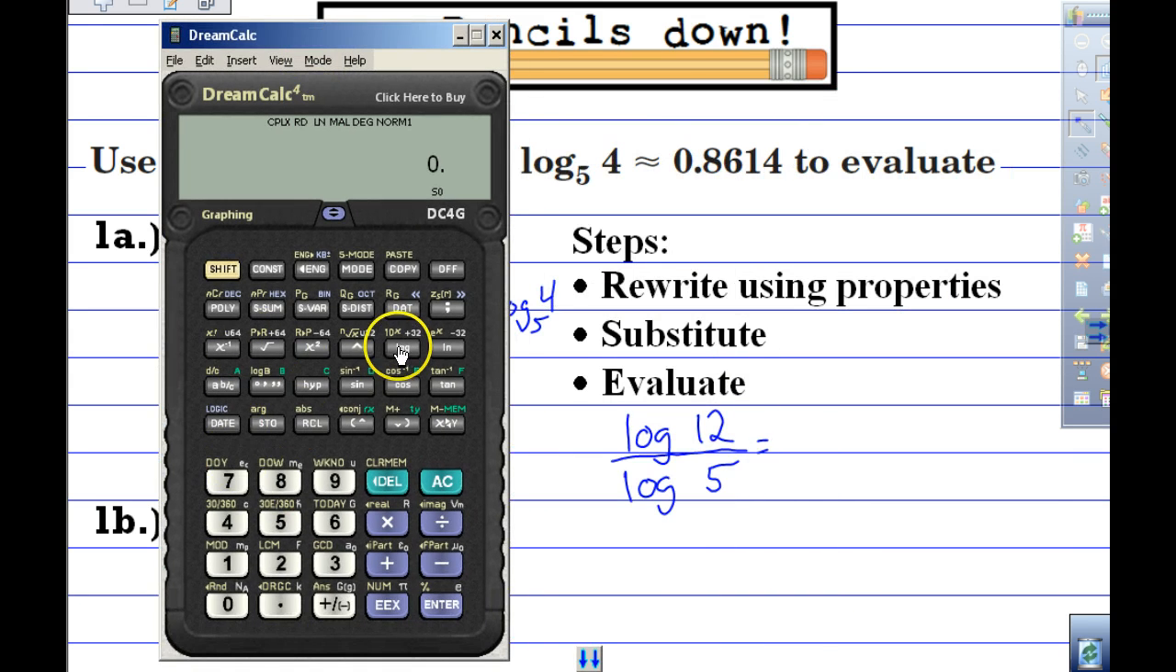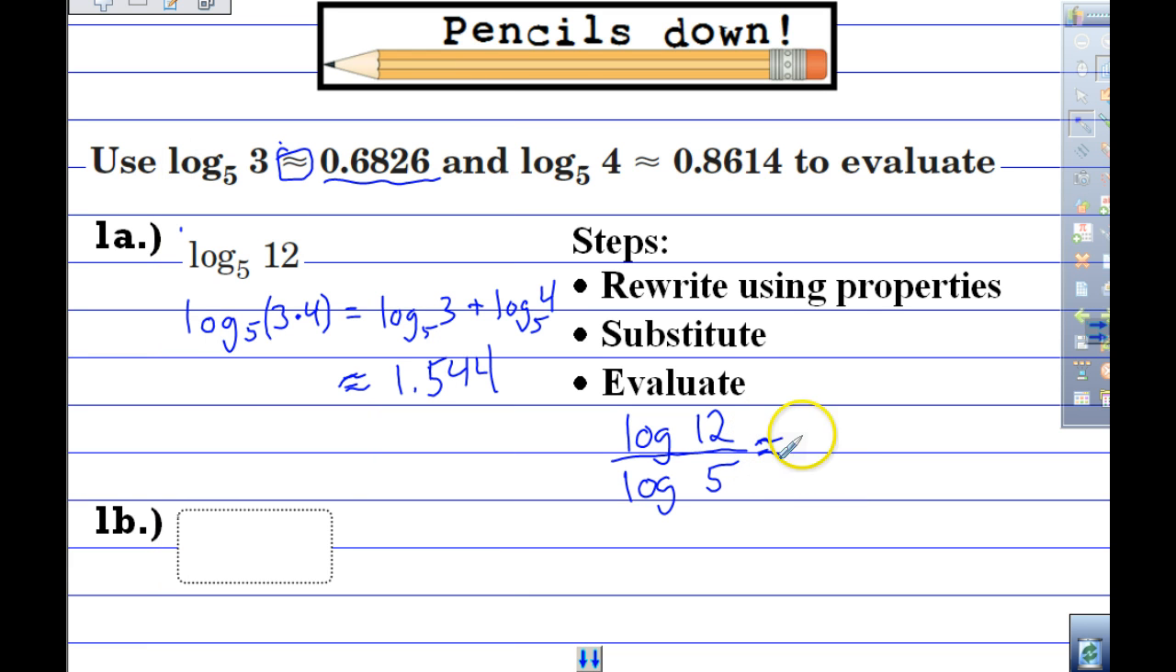So we got the log of 12 divided by the log of 5. And yeah, 1.5439, but the 39 will round up to 4. So yeah, you do get approximately the same thing. Okay. So do check your answers using this as your check.